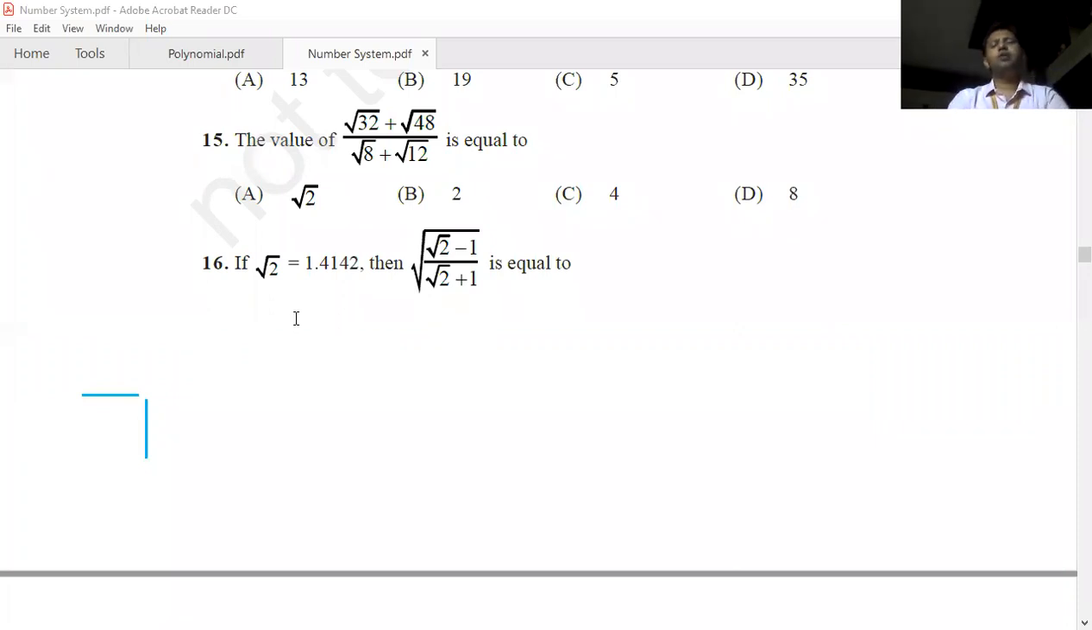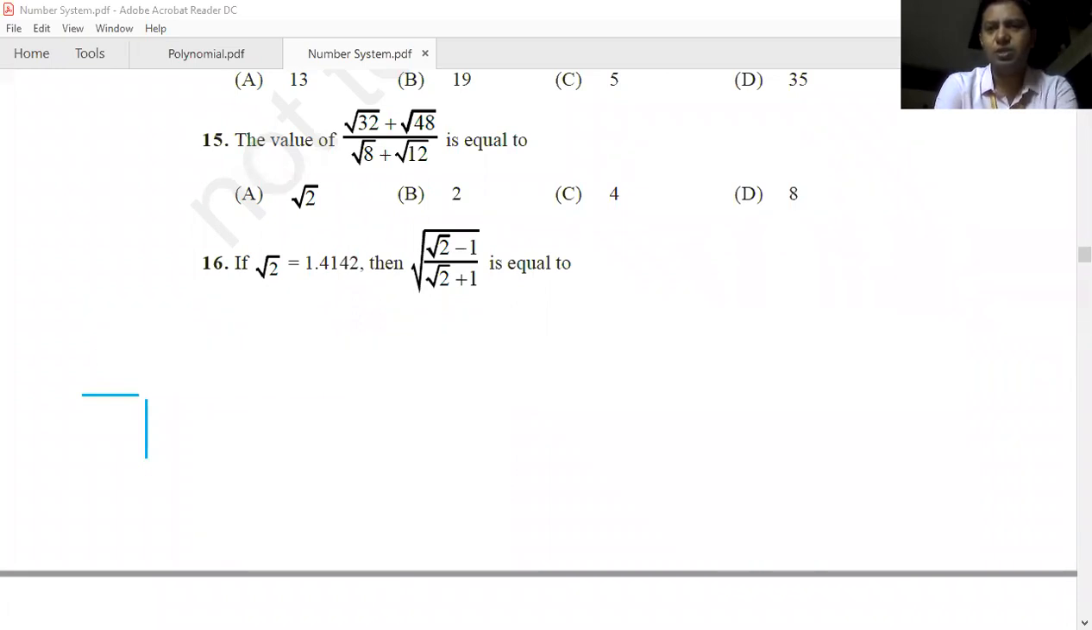As I told you, we cannot keep any irrational number in the denominator. The standard form is that the number should be rational. Here in the denominator, this root 2 is irrational. So to remove this root 2, what we will do is rationalization.